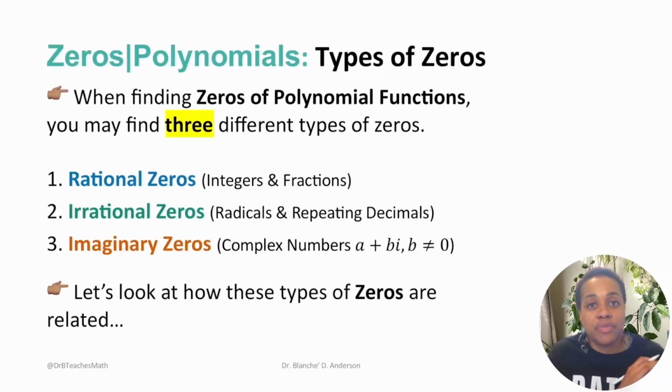So there are three types of zeros. Really, I want to say two. You'll have real zeros and imaginary zeros, but what you're going to see when you're looking for the zeros of polynomial functions are rational zeros, which are your integers and your fractions. You will see irrational zeros, which are your radicals, like square root of 2, square root of 4, and your decimals that repeat on and on that don't have an ending. Those are your irrational zeros. And then now we bring in imaginary zeros. So let me show you what I drew here.